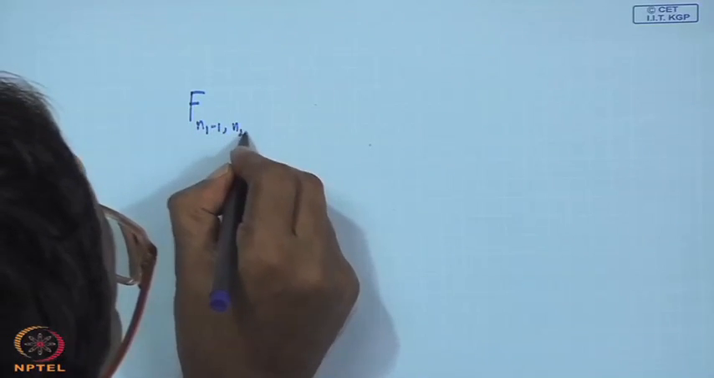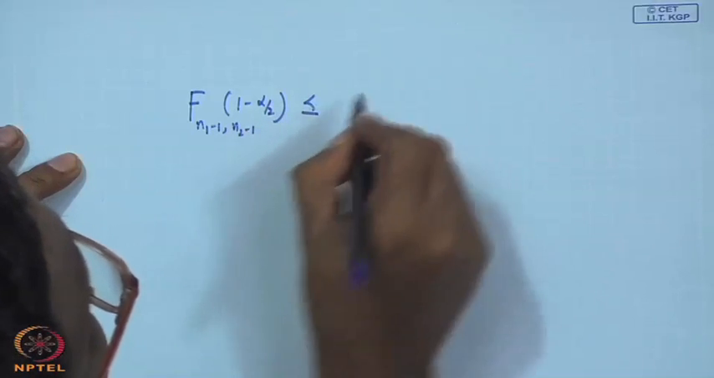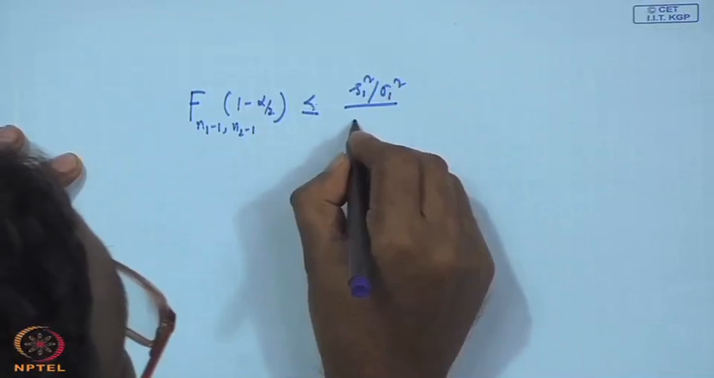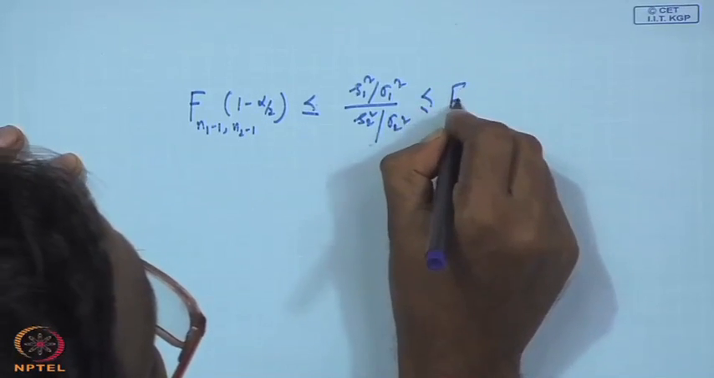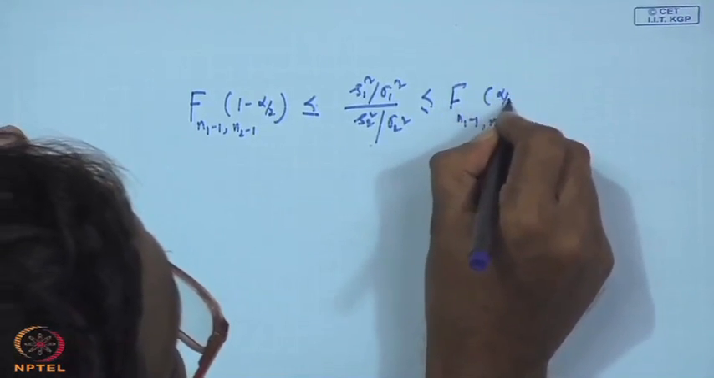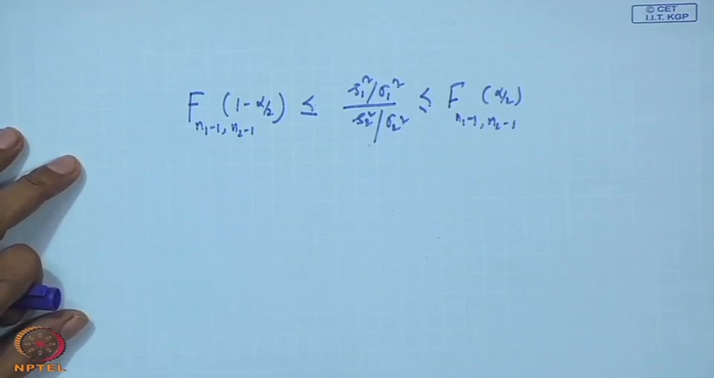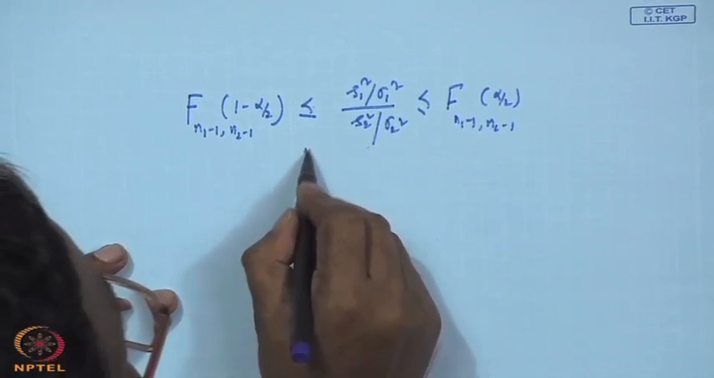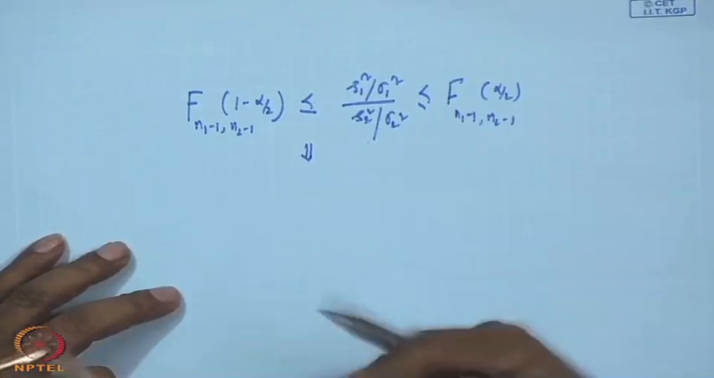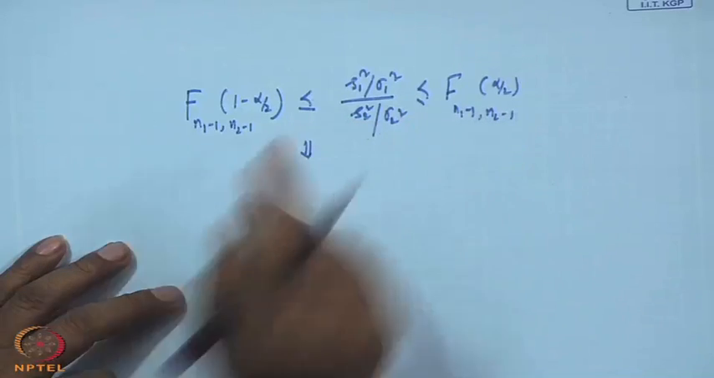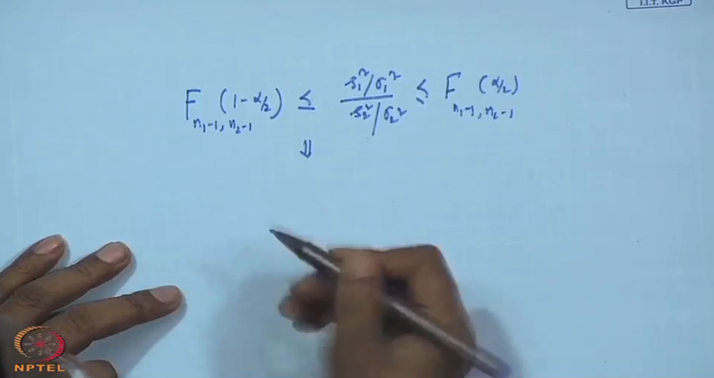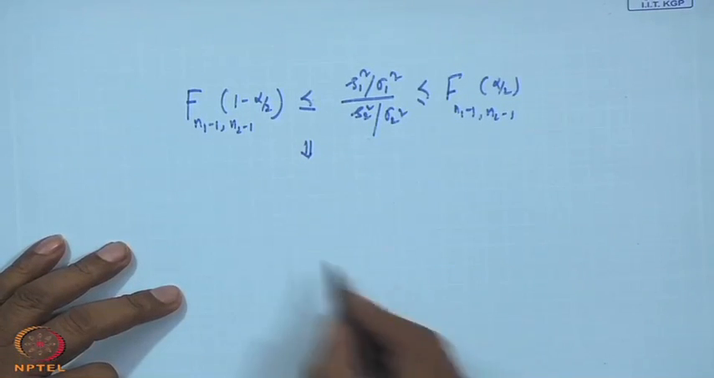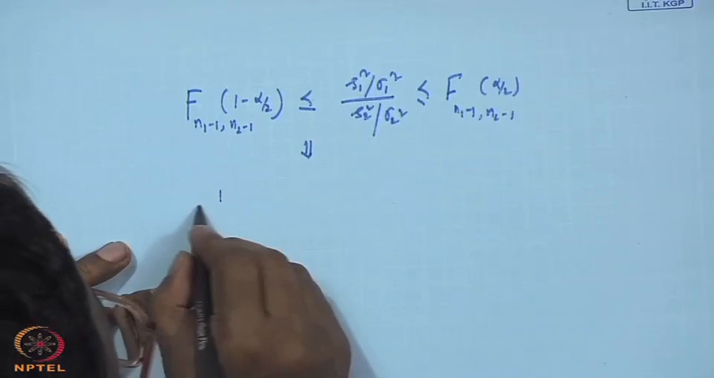So what we have done then, we found that F with n 1 minus 1, n 2 minus 1 at 1 minus alpha by 2 is less than or equal to S 1 square by sigma 1 square divided by S 2 square by sigma 2 square, which is less than or equal to F with n 1 minus 1, n 2 minus 1 at alpha by 2. You want sigma 1 by sigma 2 that whole square. So, what do you require to do now? First take the inverse, that is, the reciprocal. If you take the reciprocal, this will be greater than. So, if I write like this, ultimately, can you not write the resultant part like this?